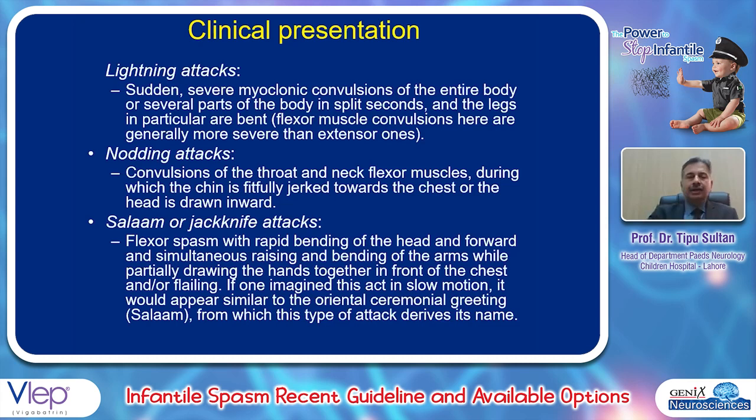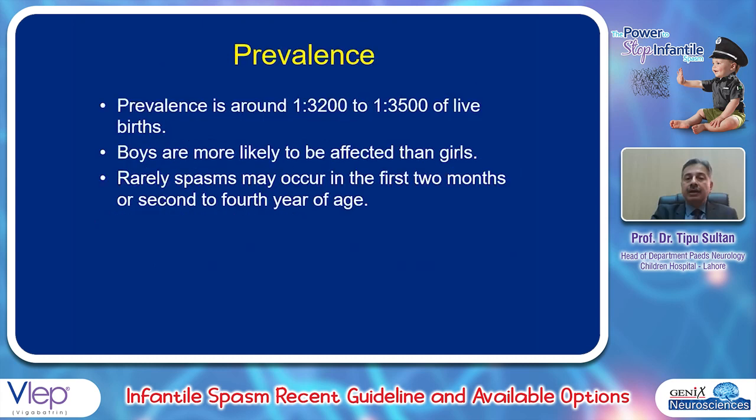If you look at infantile spasms or West syndrome, it's not a very uncommon problem globally. The global incidence is 1 in 3,200 up to 3,500 live births. But in developing countries, or more precisely in Pakistan, I'm sure the prevalence is higher. Boys are generally more likely to be affected than girls. The reason is not yet very clear, however there is a possible hormone association with these infantile spasms, and they are rare in grown-up children.